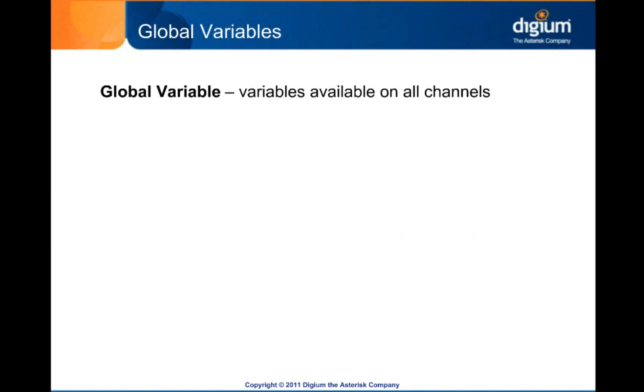Global variables are variables that don't live on one particular channel. They're available to all calls on the system. Another way of saying this is to say that they have global scope. There are two ways to set a global variable.